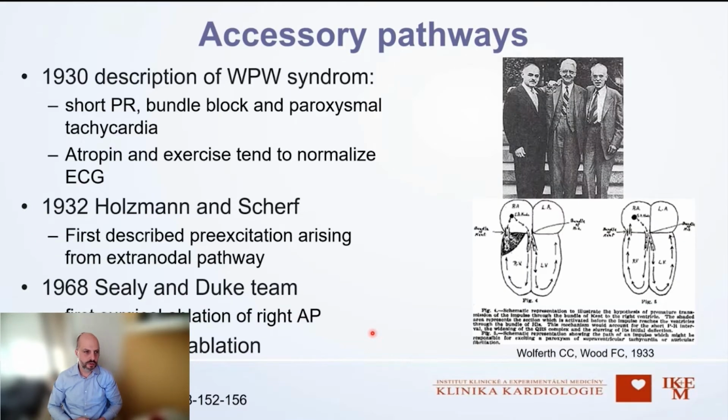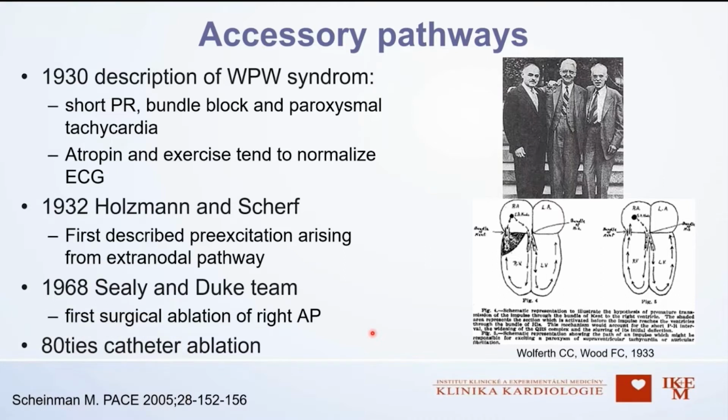A few words about the history. WPW was first described in the 1930s, and at that time it was described as a short PR interval, bundle branch block and paroxysmal tachycardia. The authors depicted in the picture generally focused on ways to normalize the ECG, to use atropine to minimize pre-excitation, and use exercise also to normalize QRS complexes.